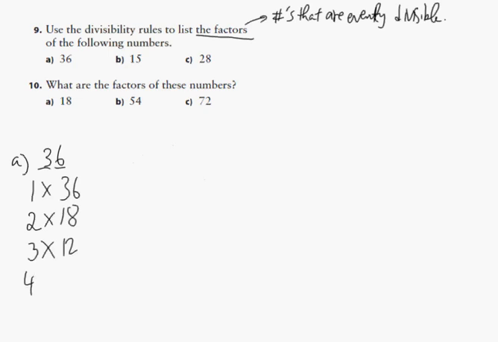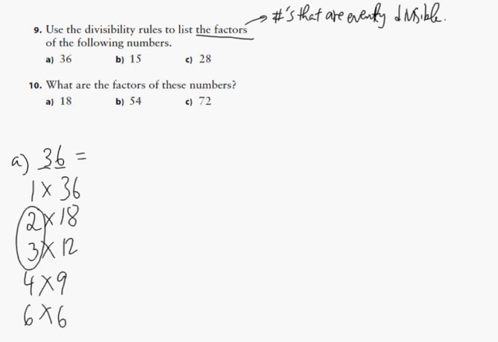4, the rule for 4 is if you can take the last two digits of 36 and divide it by 2, and divide this number by 2 again, if you can do that, it is divisible by 4, and in this case 4 times 9 is 36. And your last one, since I know that it's divisible by 2 and 3, the rule for 6 is if it is divisible by 2 and 3, it's also divisible by 6. So therefore we have this.